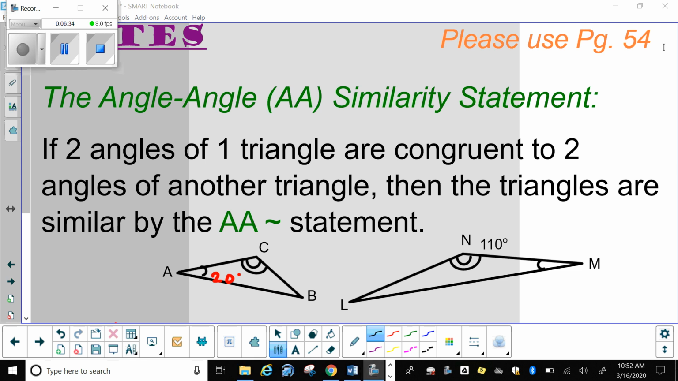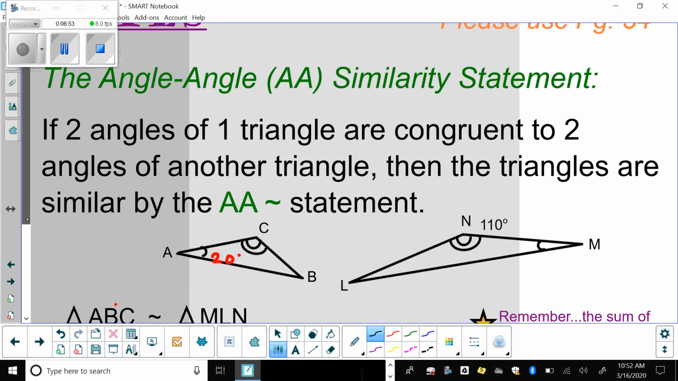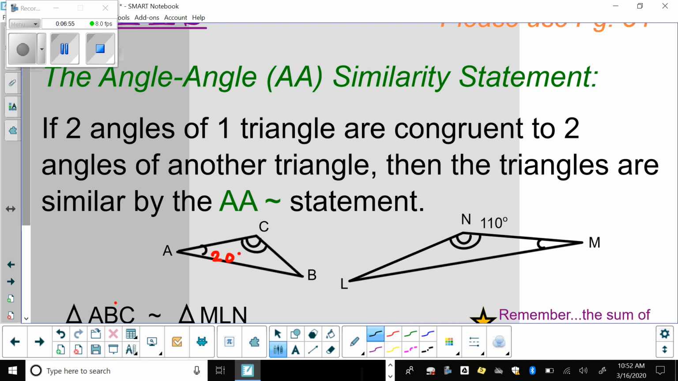Like I said, page 54 seems to be blank if you want to jot down some notes. Angle-angle similarity statement: if two angles of one triangle are congruent to two angles of another triangle, then the triangles are similar by AA similarity. And I'll kind of explain why we don't actually have to show all three are congruent.